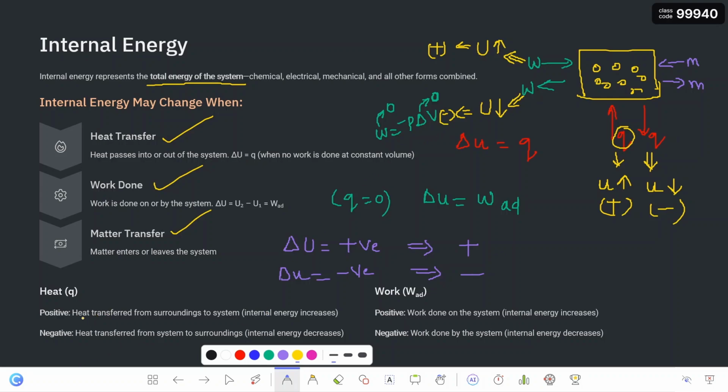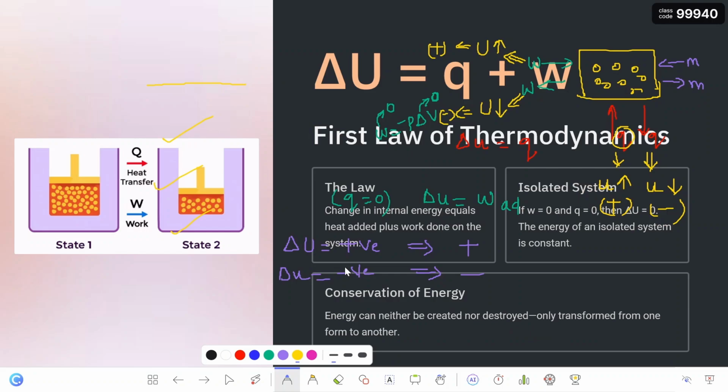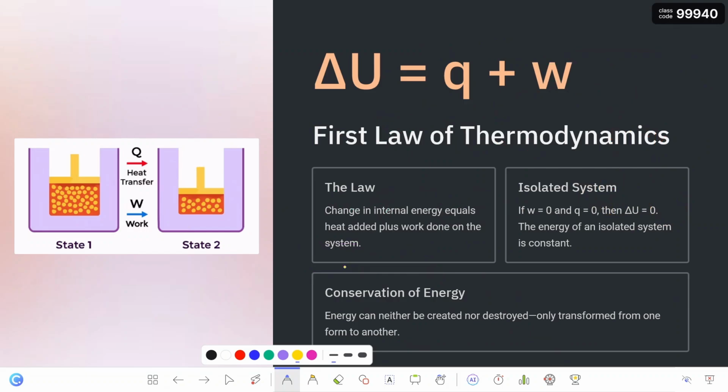Heat is usually positive when heat is transferred from surroundings to the system, while negative when heat is transferred from system to the surroundings. While for work, positive is work done on the system, while negative is work done by the system. If you cannot remember this, just remember that whenever internal energy is increasing, you need to give plus sign. When the internal energy decreases, you need to give negative sign. So let's go to the next slide.